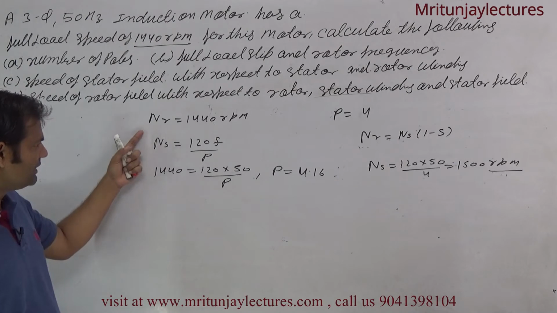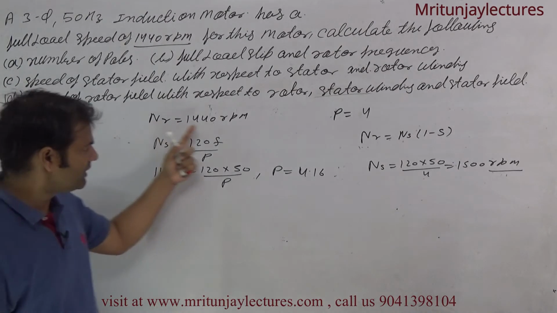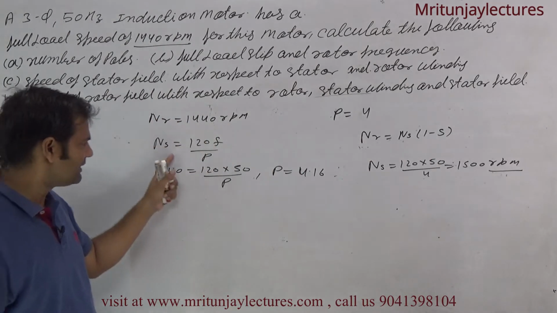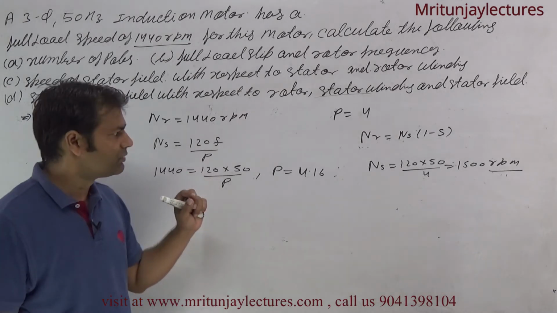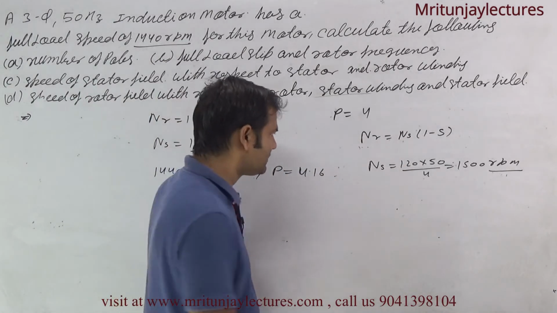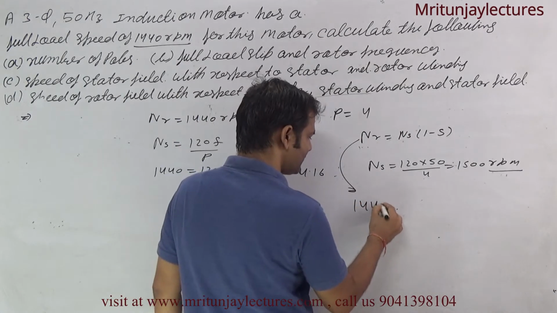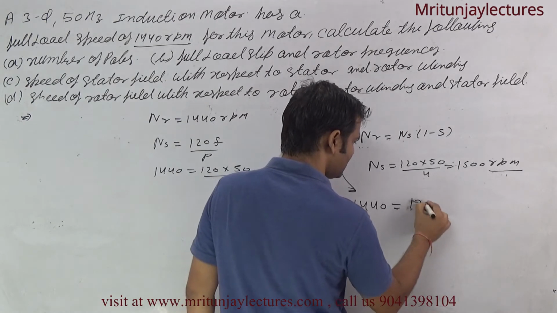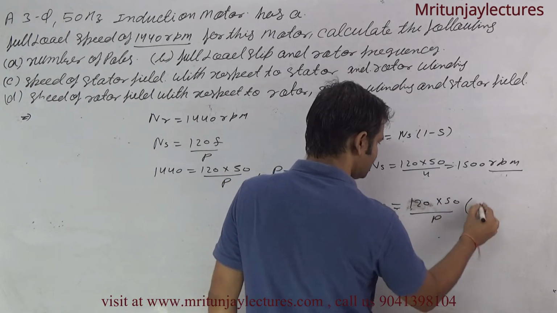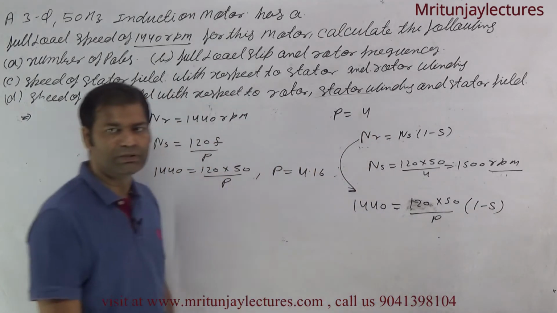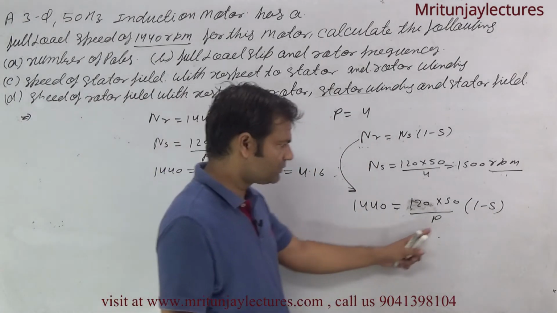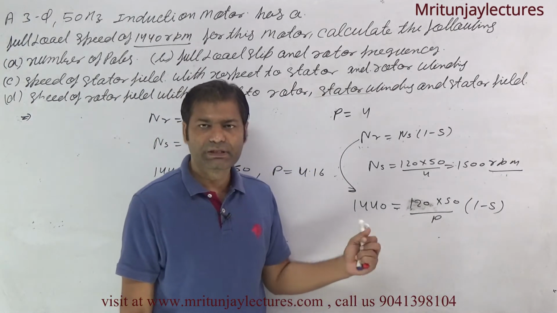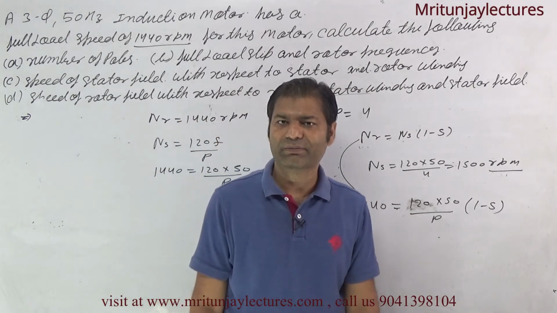Okay, clear? Why is the number of poles 4? Why? We use this formula. Nr is written like this, corresponding question Nr like this one, and you know that Ns is equal to 120 F by P. So if you use this formula, that is 1440 equals 120 times 50 divided by P, and (1 minus S). I don't know what S is and what P is. So both are unknown. This formula is never used. Why? If this formula is used, then there is one equation and two unknowns, you cannot determine.